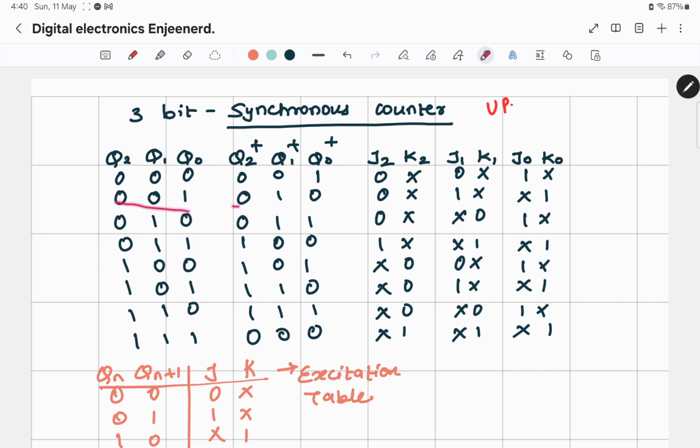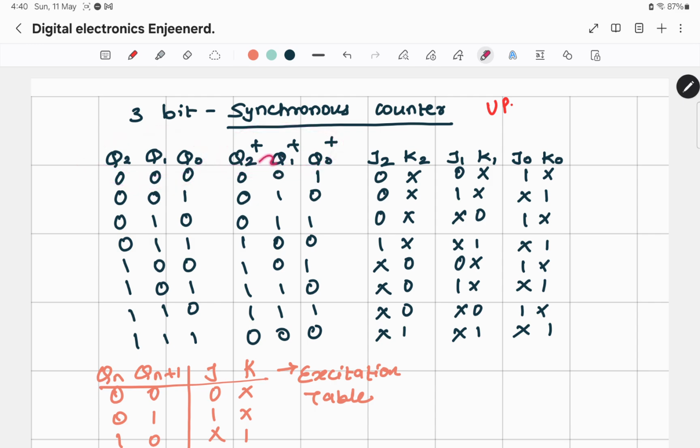So after 1 I am moving to 2, after 2 I am moving to 3, after 3 I am moving to 4, and so on. After 7 I am moving back to 000. So this is the present state and this is the next state of the counter.